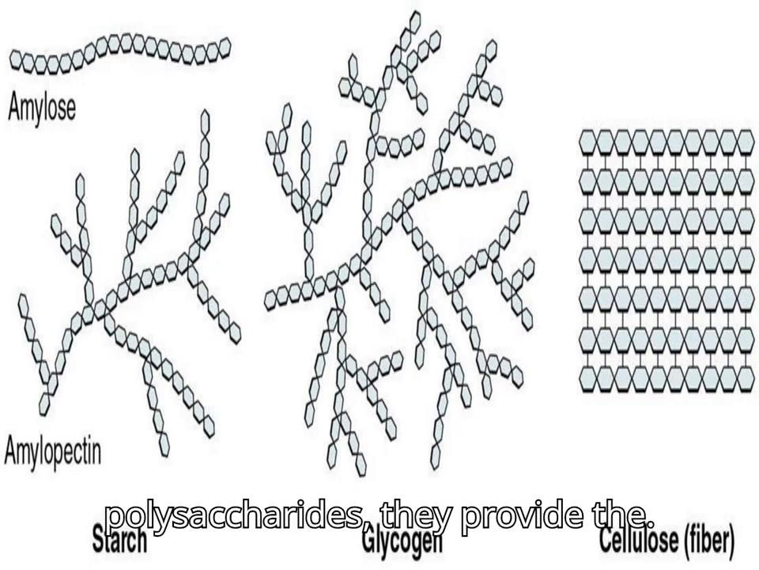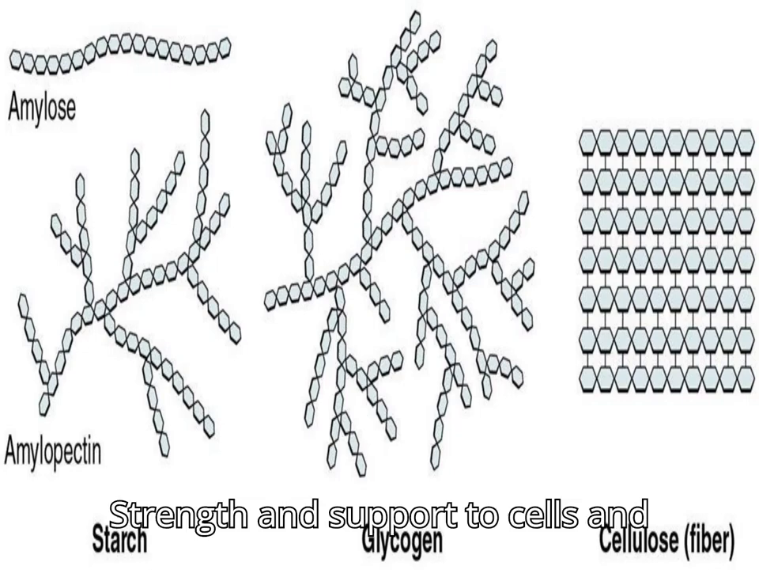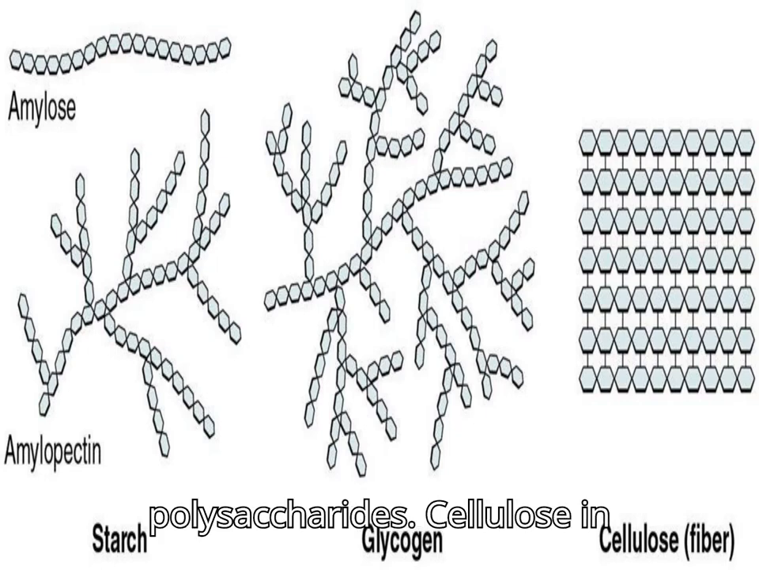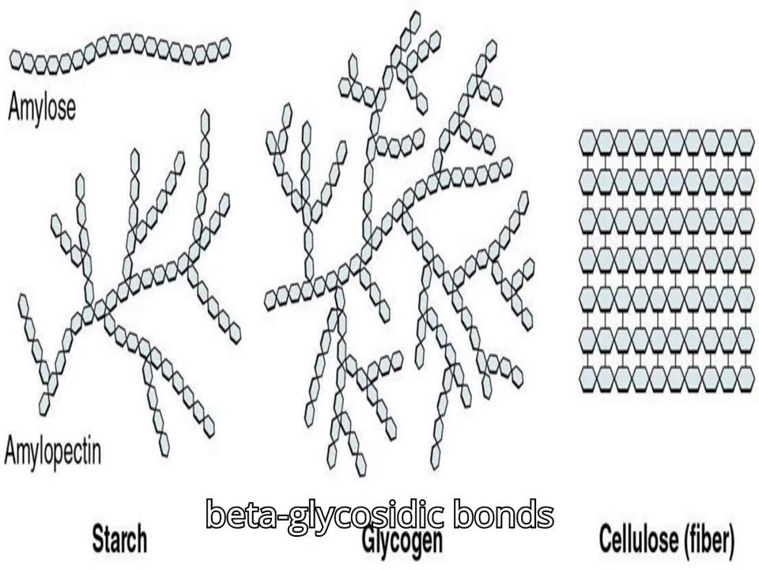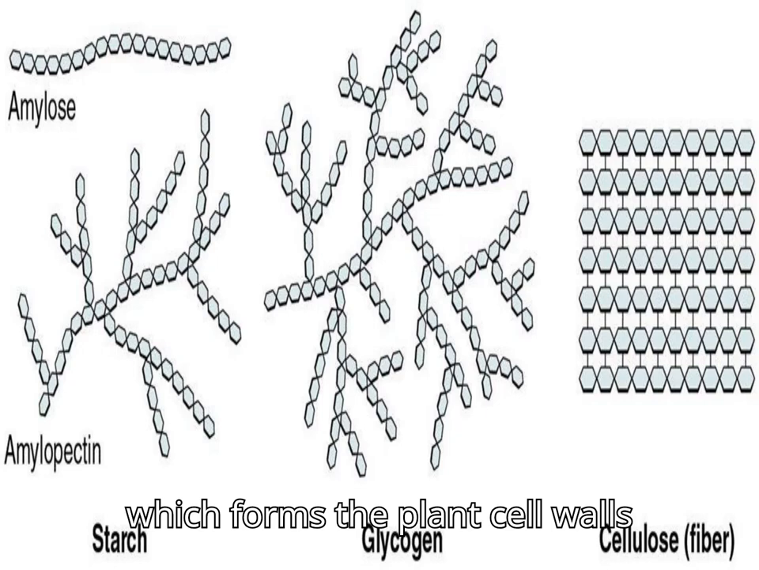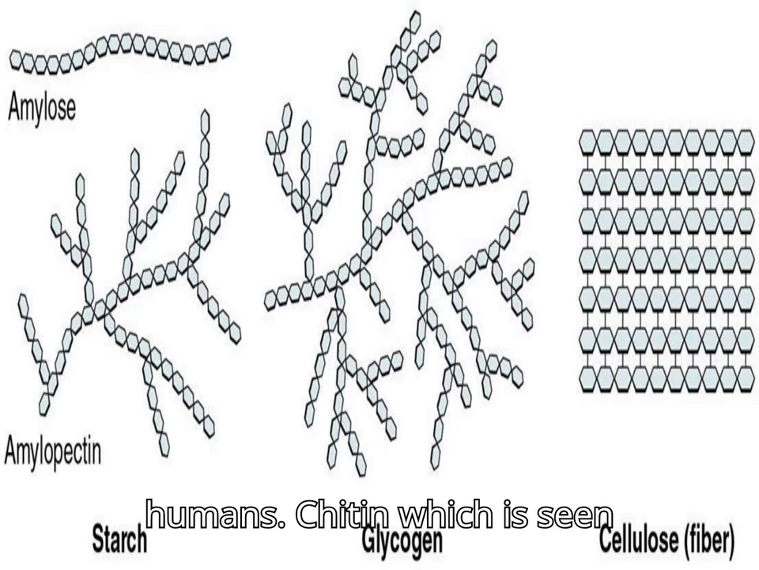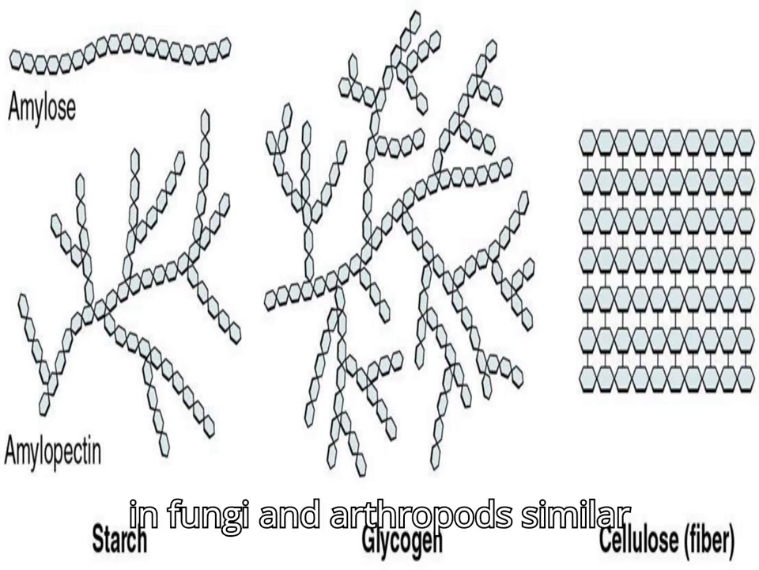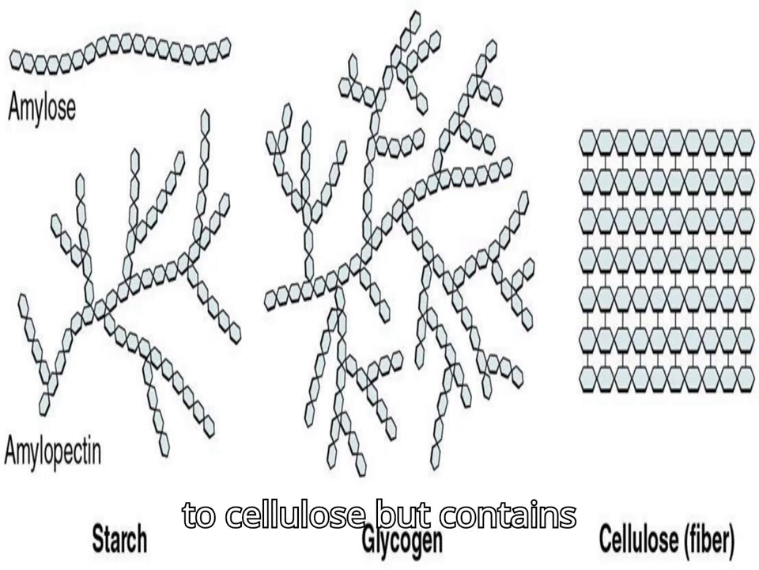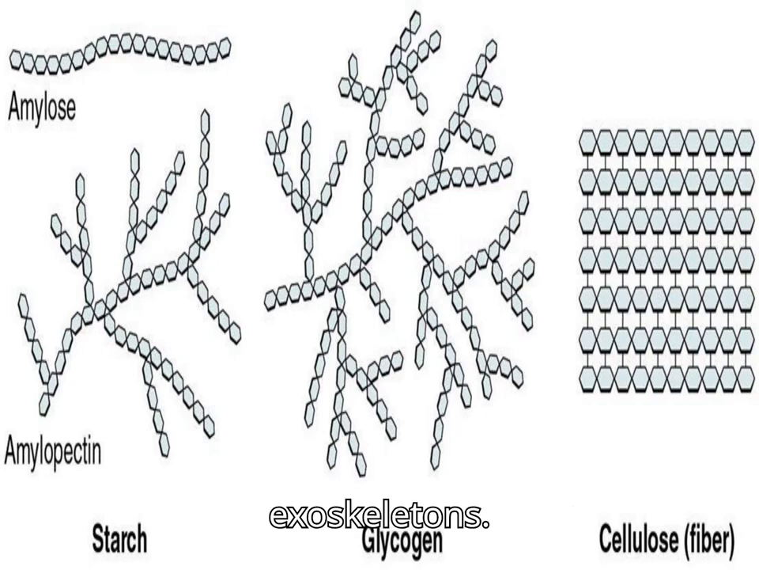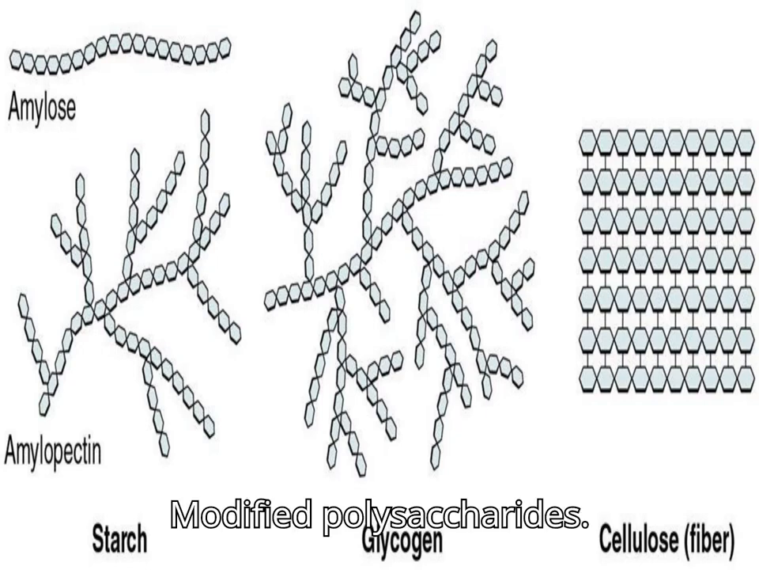Coming to structural polysaccharides, they provide the strength and support to cells and organisms. Cellulose and chitin are structural polysaccharides. Cellulose in plants is made of beta glycosidic bonds, which forms the plant cell walls and is indigestible by humans. Chitin, which is seen in fungi and arthropods, is similar to cellulose but contains N-acetyl glucosamine, found in fungal cell walls and insect exoskeletons.